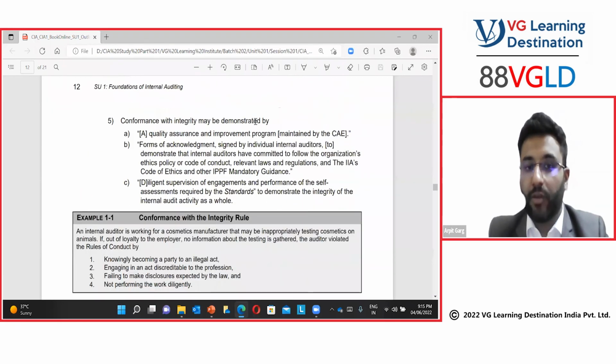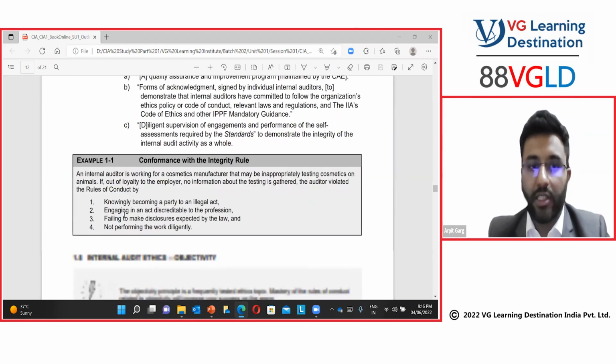Moving on to conformance with integrity, which may be demonstrated by a QIP program. What is the QIP program? We'll hold on that thought at this point of time. We'll cover it in detail in Unit 2. Forms of acknowledgement signed by individual employees demonstrate that employees have committed to follow the organization's ethics policy or code of conduct, relevant laws and regulations, and the IA code of ethics and other IPPF mandatory guidance. Diligent supervision of engagements and performance of the self-assessment required by the standards demonstrate the integrity of the internal audit activity as a whole. Now, this is just a quick example.